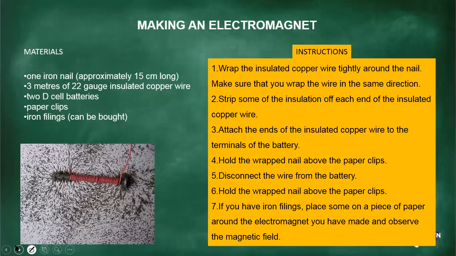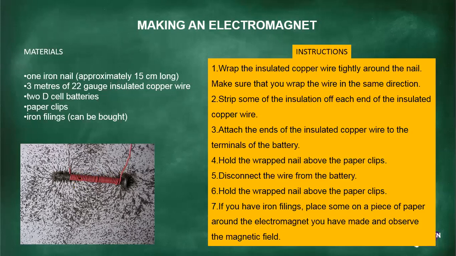So you can do this experiment at home where you are going to make an electromagnet. What you would need, you can copy this down. I'll leave it on for a minute or two. You're going to need one iron nail, which is approximately 15 centimeters long. Can you see here in the picture at the bottom, you have an iron nail. And then you'll need 3 meters of insulated copper wire, which is wound around this nail.